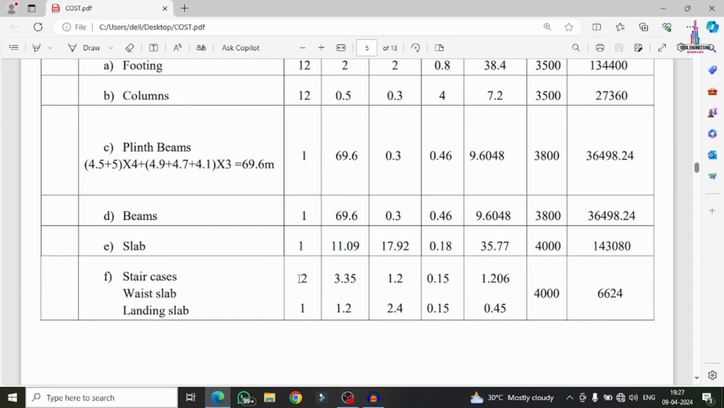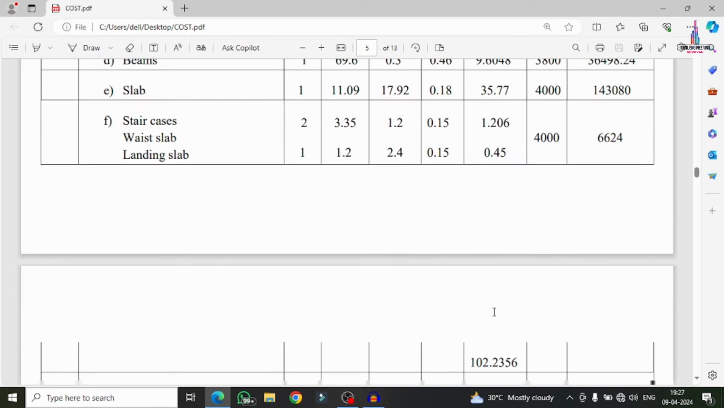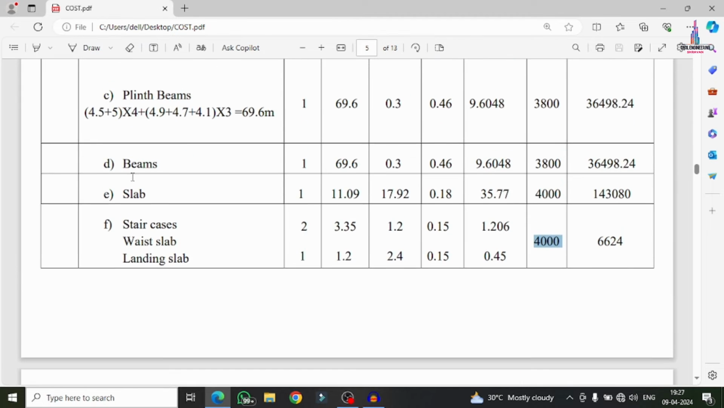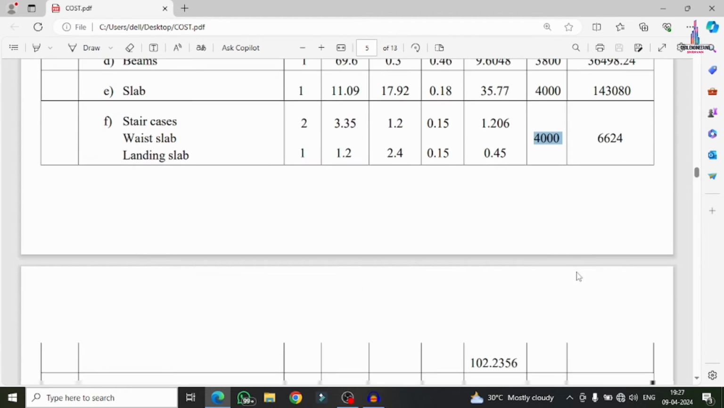For the staircases, there will be 2 numbers, with 3.35 meter as the length of the staircase, and this is the width and this is the thickness of the staircase. Again for the landing slab, there will be 1 number here, with length 1.2 meter, width 2.4 meter, and thickness 0.15 meter. This is the quantity. If I multiply the total summation of this value with this 4000, then we get the cost of the RCC section used for the project here.